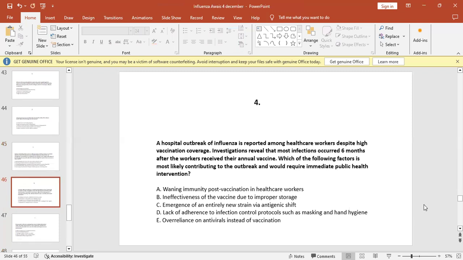The fourth MCQ is: a hospital outbreak of influenza is reported among healthcare workers despite high vaccination coverage. Investigation revealed that most infections occur 6 months after the workers receive their vaccine. Which of the following factors is most likely contributing to the outbreak and would require immediate public health interventions? Waning immunity post-vaccination in healthcare workers, ineffectiveness of vaccine due to improper storage, emergence of an entirely new strain via antigenic shift, lack of adherence to infection control protocols such as masking and hygiene, or over-reliance on antivirals instead of vaccination. As the 6 months period has gone by, waning immunity post-vaccination in healthcare workers is the correct option.